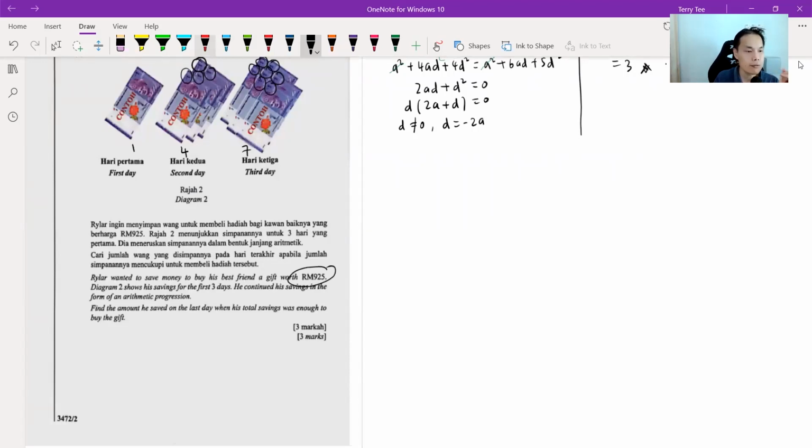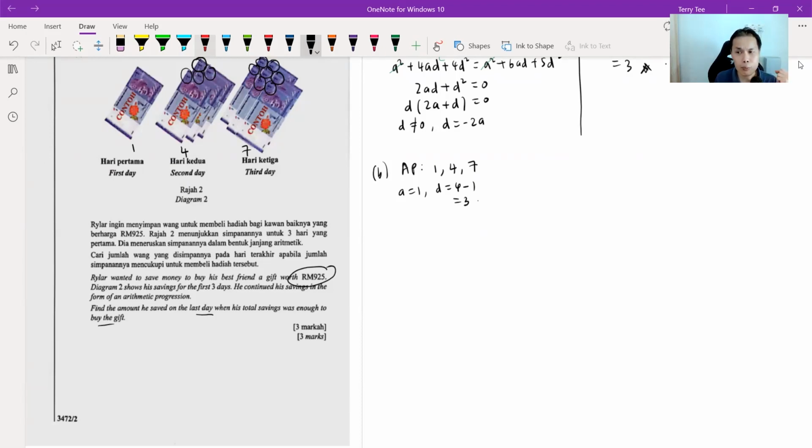So you want to find the amount he saved on the last day when his total saving was enough to buy the gift. Okay, so this is a case of arithmetic progression where your first term is 1, second term is 4, third term is 7. Your a is 1, common difference is 4 minus 1, which gives us 3.